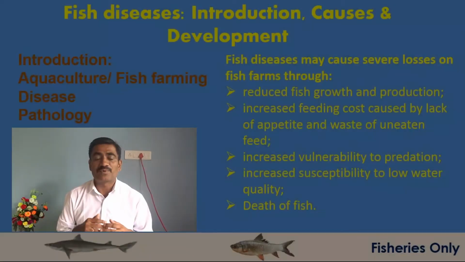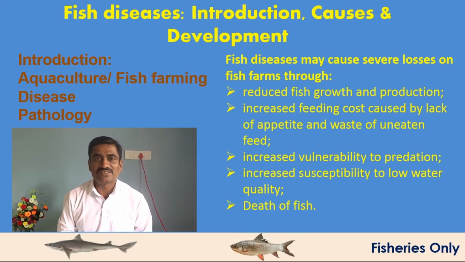As we know, the disease may cause severe losses in aquaculture as well as in the fish farming system, maybe due to the reduced fish growth and production of the particular culture species. There is increased feeding cost due to the loss of appetite by the fish, and there is wastage of the uneaten feed. The feed may be wasted because the appetite of the fish in disease condition is reduced and the fish are not able to take the feed.